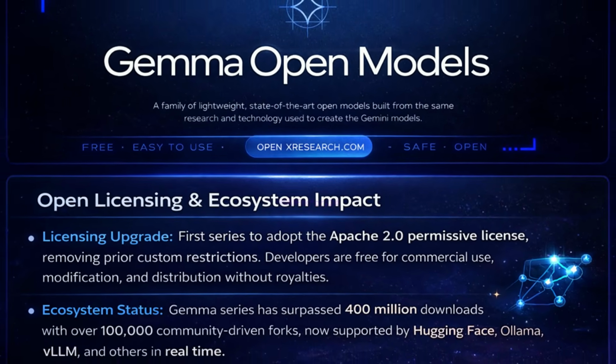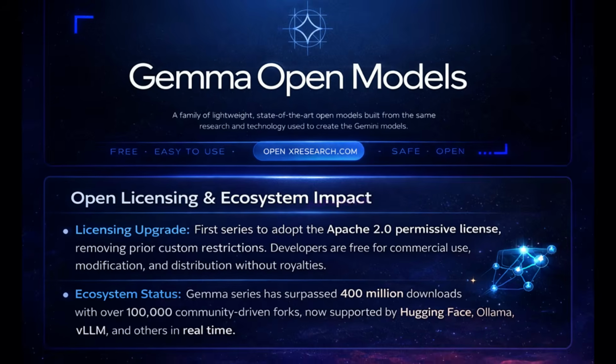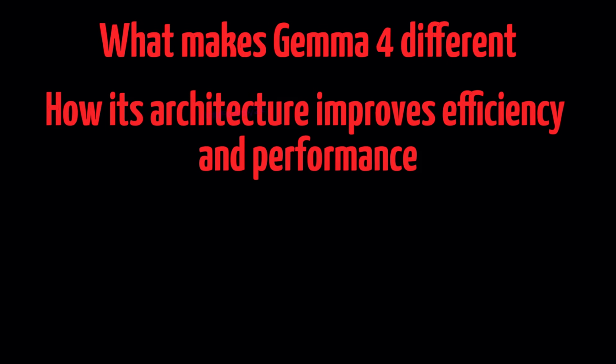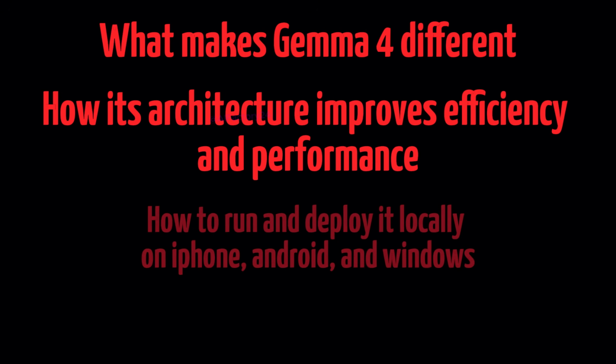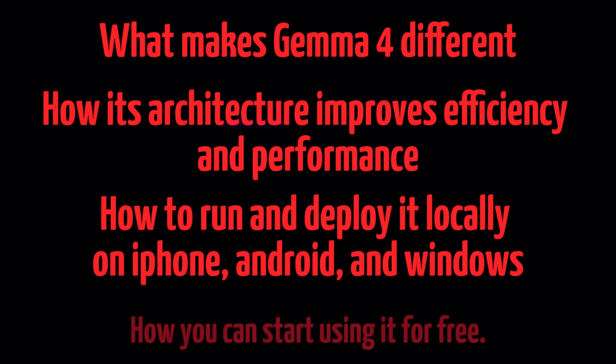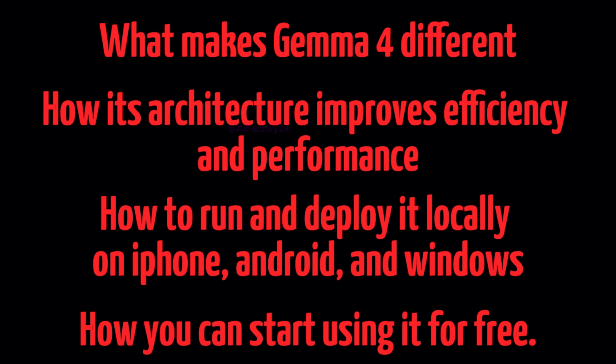And for developers, Google has finally moved to a permissive Apache 2.0 license, allowing commercial use, modification, and redistribution with almost no restrictions. That's why the Gemma ecosystem is exploding, with hundreds of millions of downloads and over 100,000 community forks already. In this video, we're going to explore what makes Gemma 4 different, how its architecture improves efficiency and performance, how to run and deploy it locally on iPhone, Android, and Windows, and how you can start using it for free today. Let's dive in.